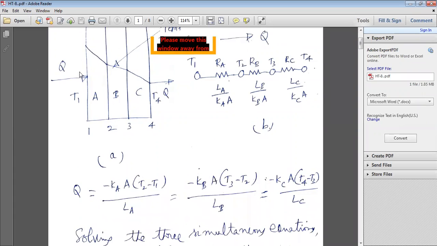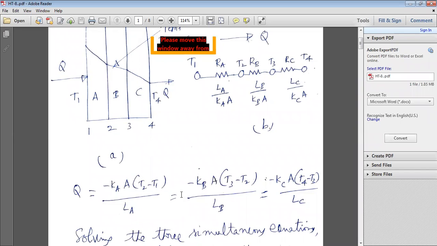Now, if we take material A, how do you calculate the heat transfer rate passing through material A from Fourier's law of heat conduction? Fourier's law: Q is equal to minus kA times area A, times T2 minus T1, divided by the thickness LA, where LA is the thickness of material A. That much heat is again given to material B.